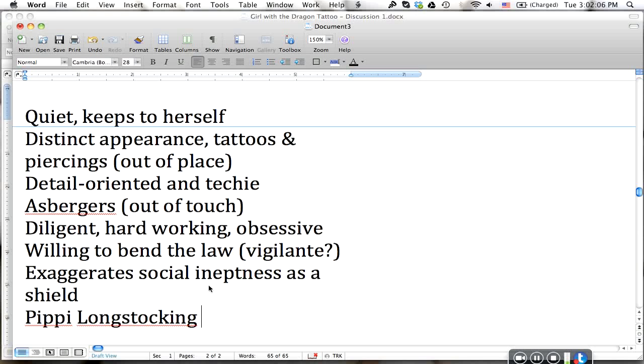So what do you think is going on with her, just at first glance, what we see so far? Any thoughts? Costume, identity? It's worth keeping in mind here, yeah.